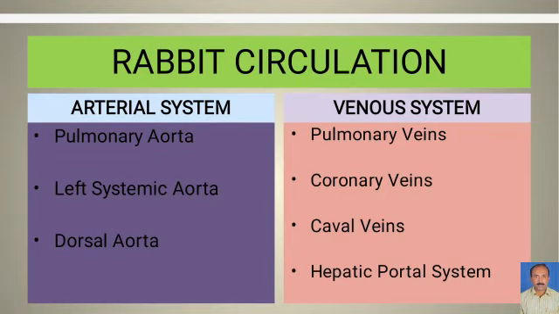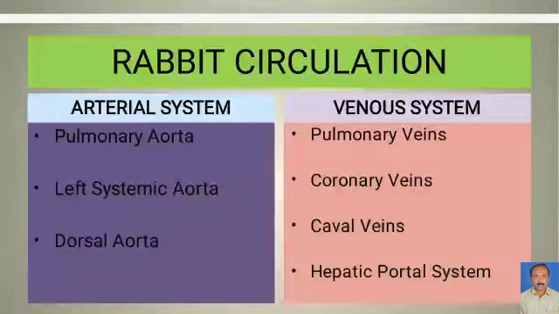Today, let us discuss the blood vessels of the rabbit. The blood vessels carry blood from the heart to the various parts of the body and also return to the heart. The distributing and collecting blood vessels respectively form the arterial and venous systems. Today, we limit our discussion to the arterial system only.